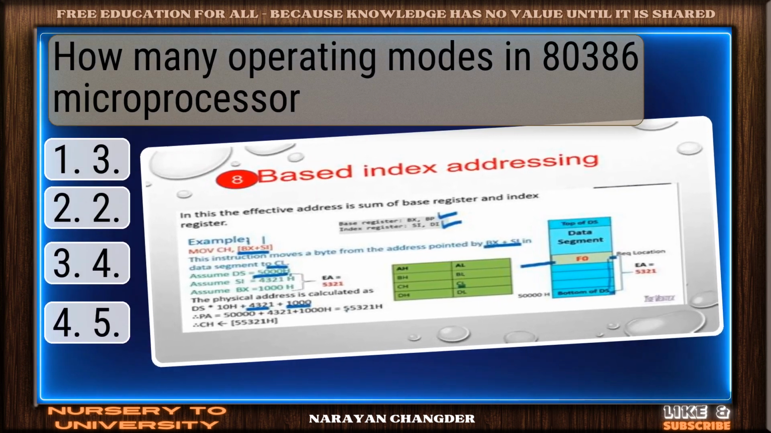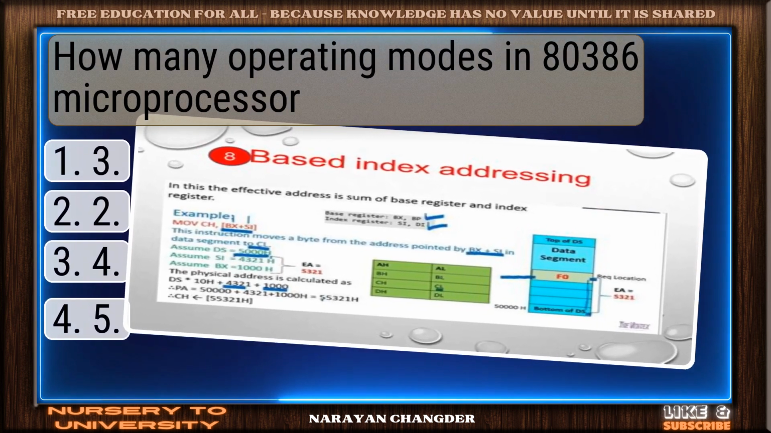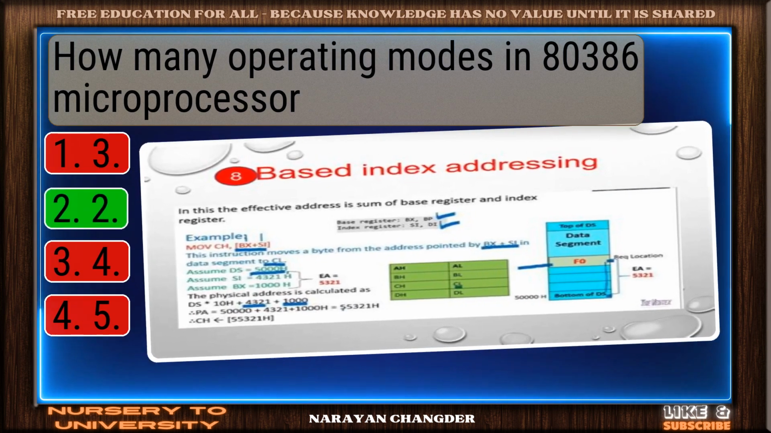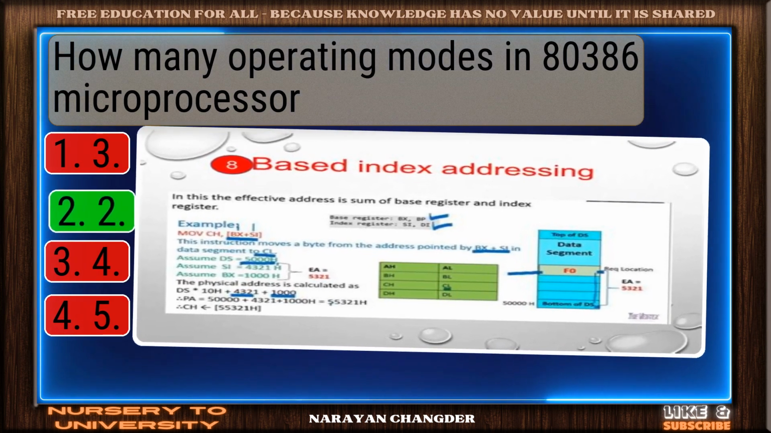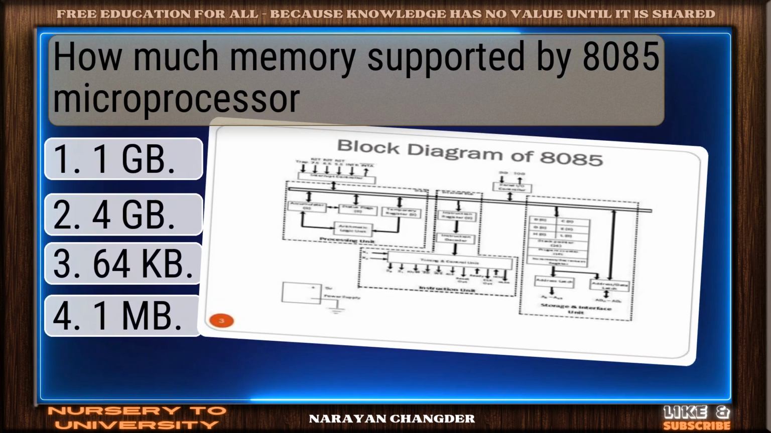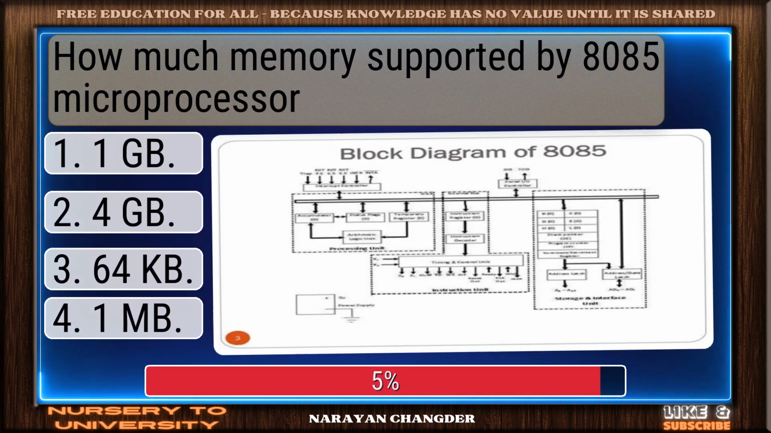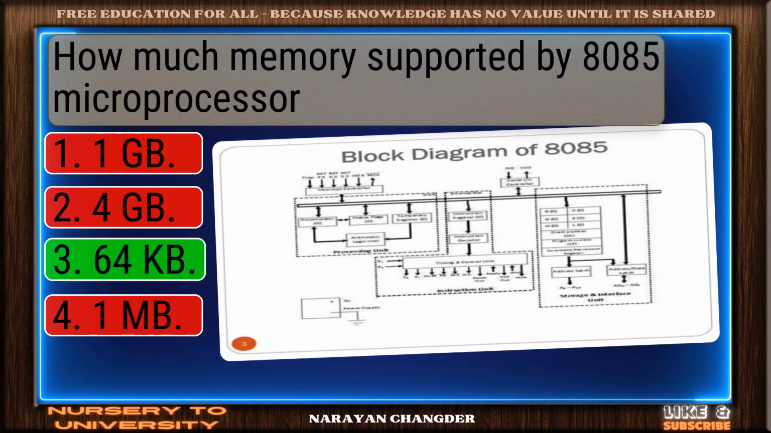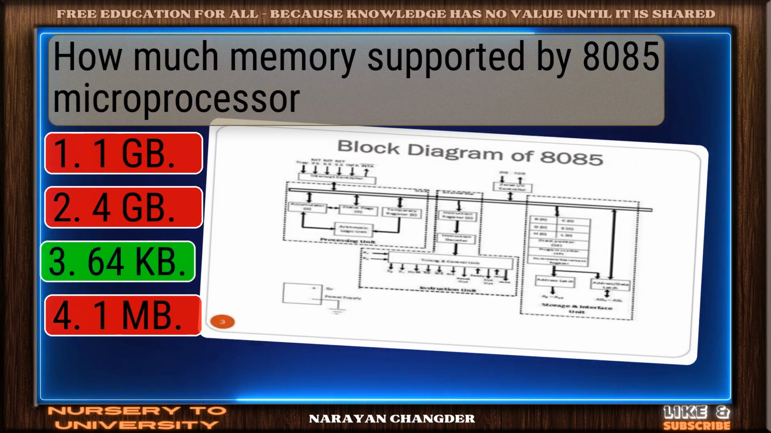Question number 3. How many operating modes in 80386 microprocessor? You chose 2, and it is correct. Question number 4. How much memory supported by 8085 microprocessor? Sharp thinking. 64 KB is the right choice.